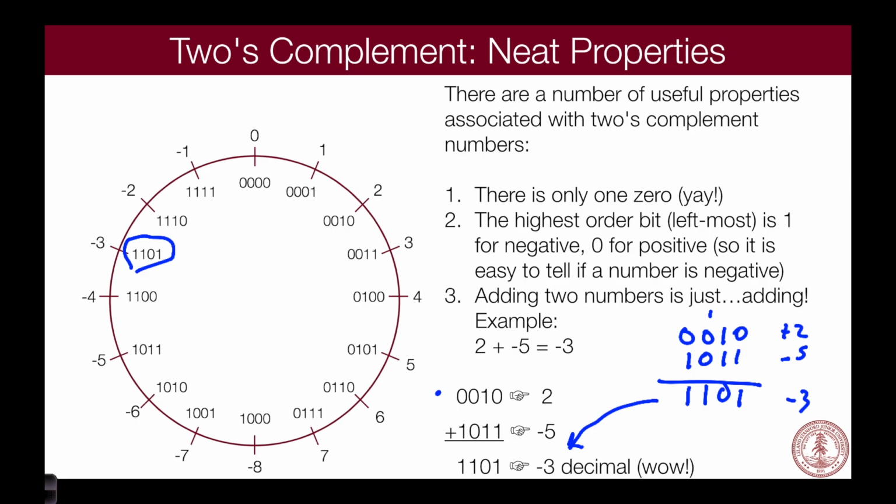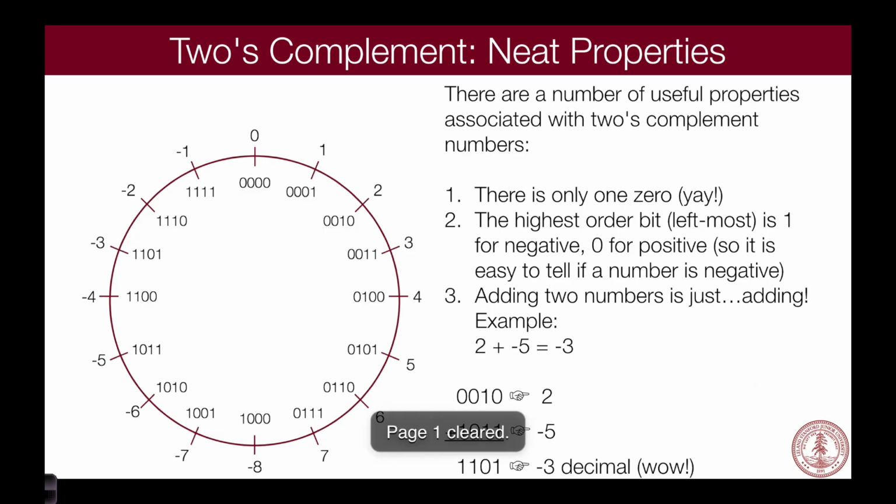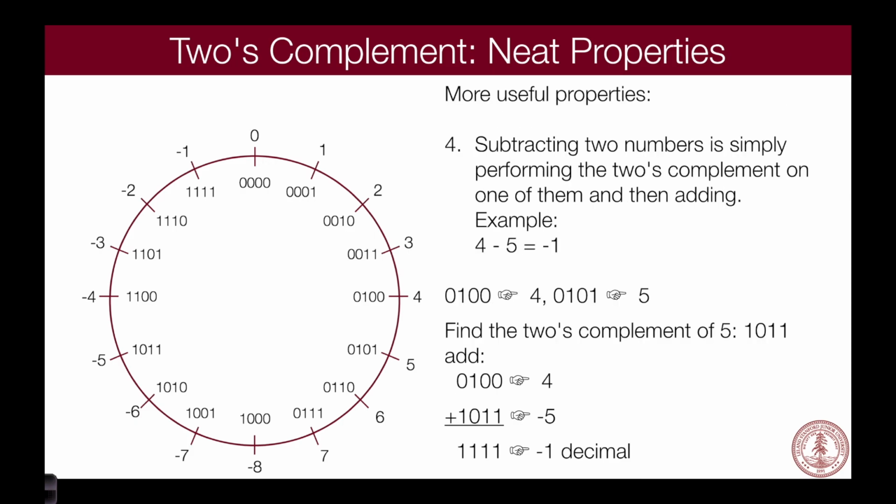And you'll say to yourself, well, what happens if you actually end up going too high? Like, what if we add 5 plus 6? We'll see what happens there, but that's actually an overflow condition, because 5 plus 6, which is 11, is not represented in our 4-bit circle here. It's not even represented at all. So addition is just adding. Well, that's pretty cool.